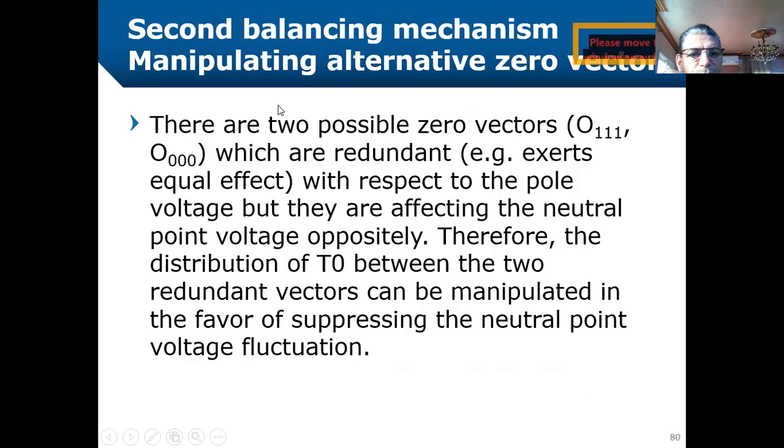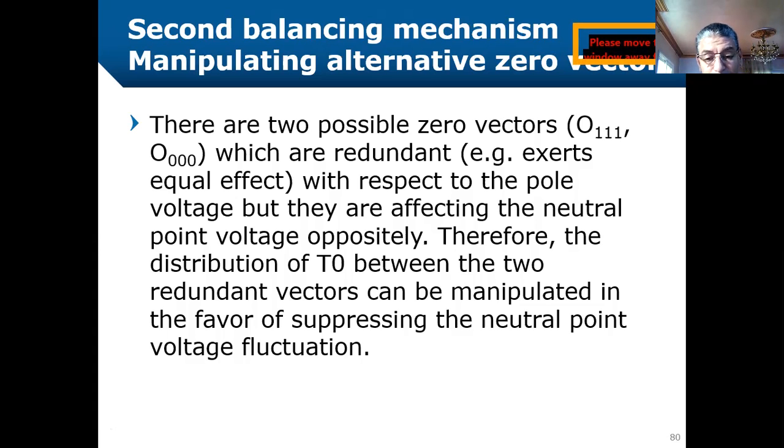So we will go to the second balancing mechanism, which is manipulating the alternative zero vector. Exactly as we have explained in 2-level, we have two zero vectors, 0, 0, 0 or 1, 1, 1. Each one of them in the 3-level implementation drives the capacitor voltage in the opposite direction. I mean, if one is charging the upper capacitor, the other one is discharging the upper capacitor, and vice versa. And the same effect applies to the lower capacitor.